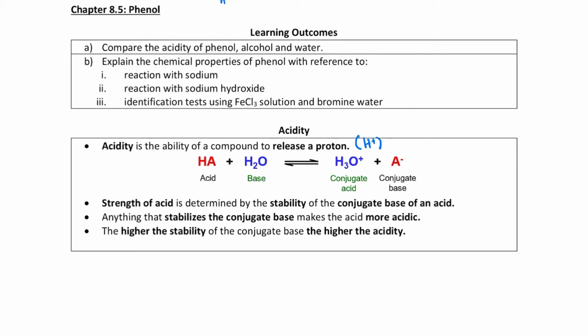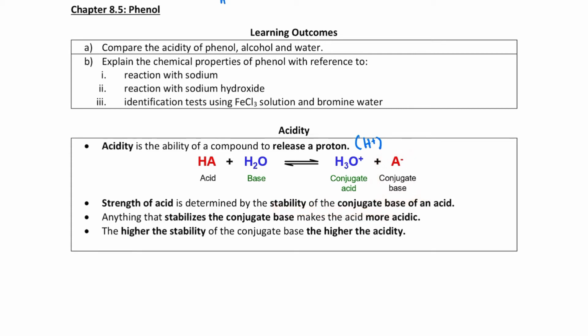Okay, so ini saya rasa tak ada masalah lah. And then HA yang tadi dia release H+ tu siapa yang accept? So H2O ni yang akan accept. Okay, so jadi H3O+. Tapi our main focus right now is HA pergi jadi A- ni. Sebab dia kata the strength of acid is determined by the stability of the conjugate base of an acid. So maksudnya if we want to know whether this acid here is a strong acid or a weak acid, it depend on the conjugate base here, bergantung kepada stability of this conjugate base.